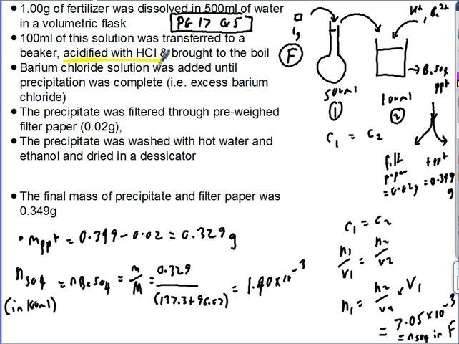They filtered it through a pre-weighed filter paper of 0.02 grams, and the precipitate was washed with hot water and ethanol, dried in a desiccator, and the final mass of precipitate and filter paper was 0.349 grams.